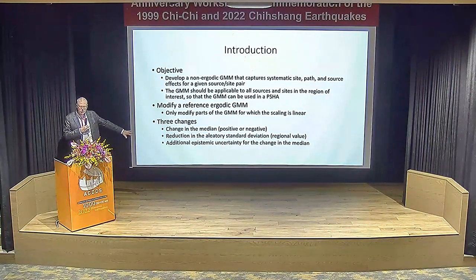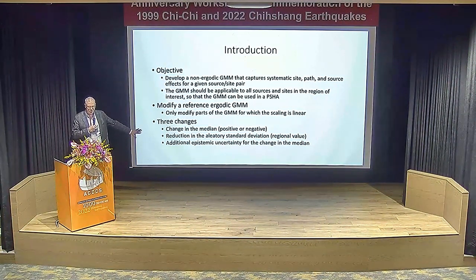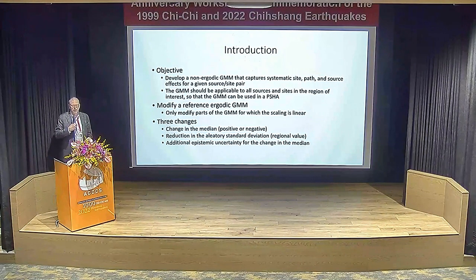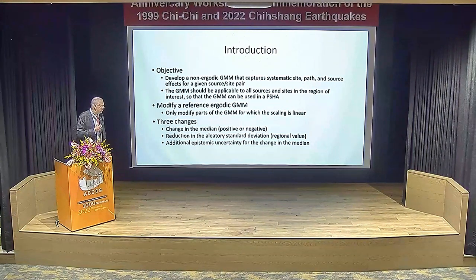So there's three things we change when we go from ergodic to non-ergodic models. We change the median prediction. I'm 10 kilometers away from a magnitude 7, but for this particular location and that particular earthquake location, maybe the ground motion is 30% higher than average. Another, maybe it's 20% lower, right? So it could be positive or negative. You're not going to always get a smaller hazard when you run non-ergodic. It's going to be more accurate. That's what our goal is, not smaller.